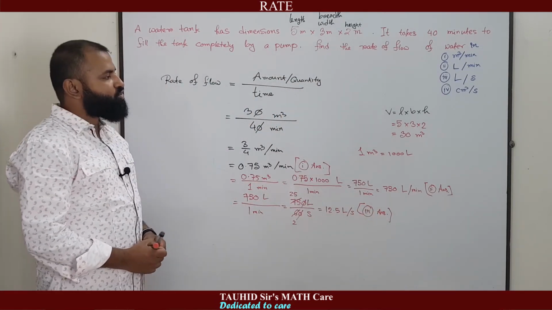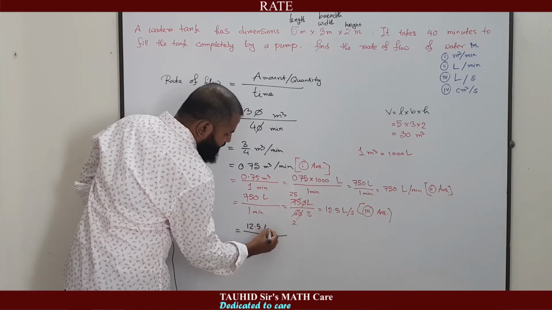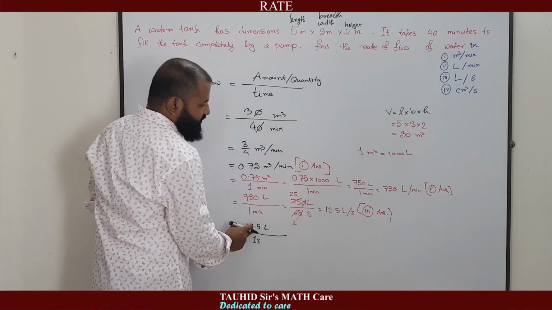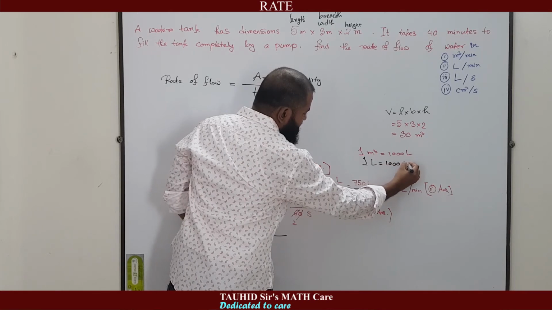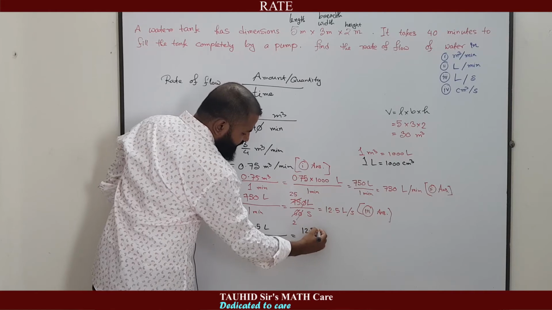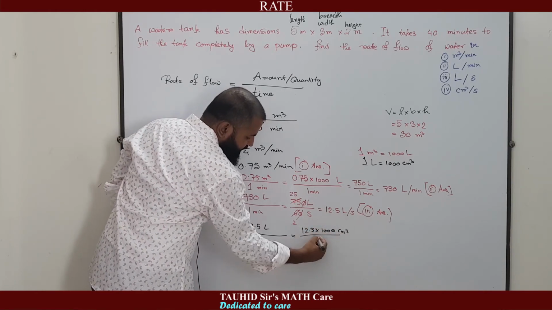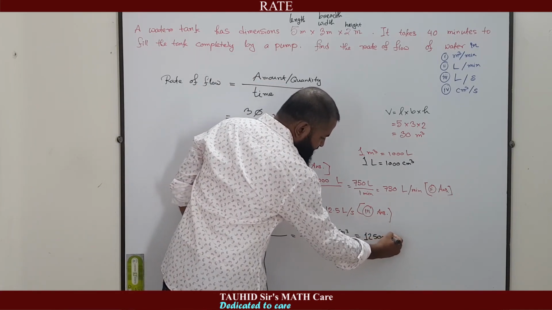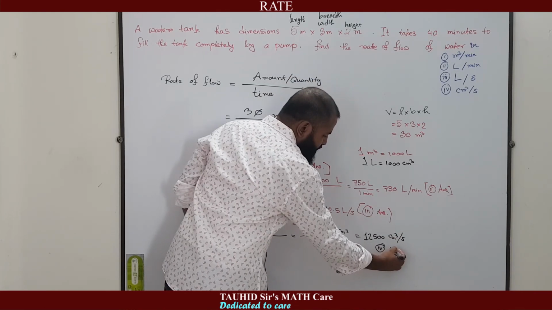And what about the last one, question number 4, in centimeter cube per second? 12.5 liter divided by 1 second. We will convert this liter into centimeter cube. We know that 1 liter equals 1000 centimeter cube. That means 12.5 liter means 12.5 multiplied by 1000 centimeter cube divided by 1 second. That means 12,500 centimeter cube per second. This is the answer of question number 4.